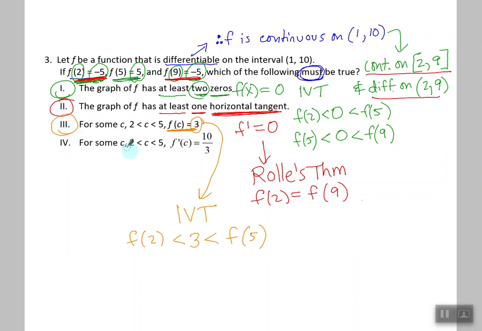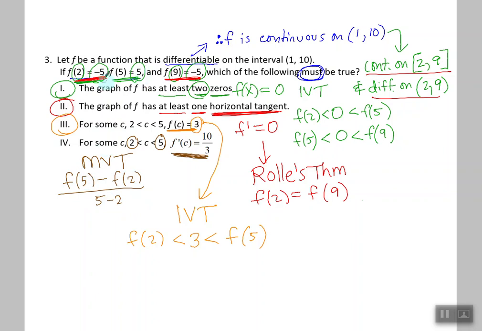Finally, for some c between 2 and 5, the derivative equals 10/3. This one is not the derivative equals 0, therefore we'll be using the mean value theorem. The mean value theorem needs the function to be continuous and differentiable, and it is, so mean value theorem applies. So how about the average rate of change from 2 to 5? Looking at those right there, we're going to do f of 5 minus f of 2 over 5 minus 2.